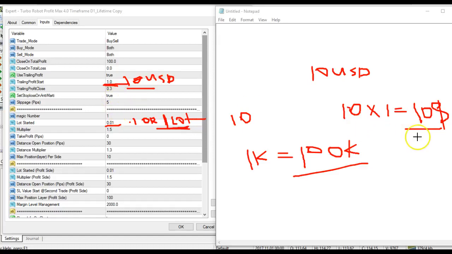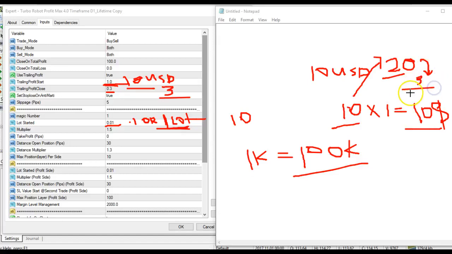If it keeps increasing higher, it doesn't matter. The moment it reaches 20, it's the same thing. It will lock the profit. The moment it reverses just 0.03 here, or if this is 0.3, you should change it. If this is 10, you should change it to $3, meaning 3 pips. So the moment it reverses 3 pips, you are profiting about $17.